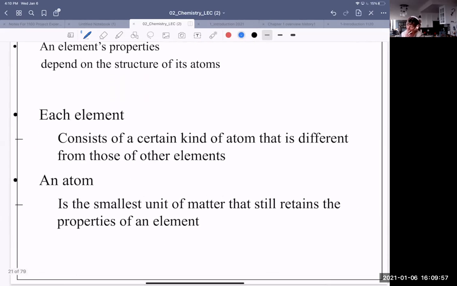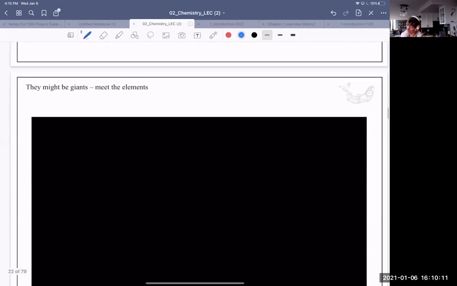So an element's properties depend on the structure of its atom. Each element consists of a certain kind of atom that is different from those of other elements, and an atom is the smallest unit of matter that still retains the properties of that element.